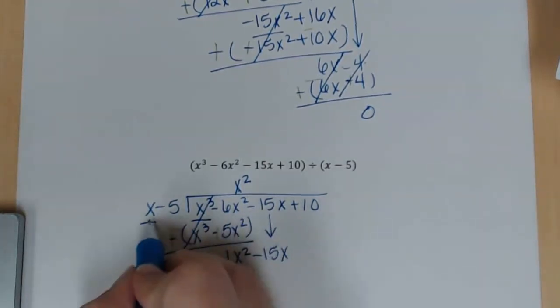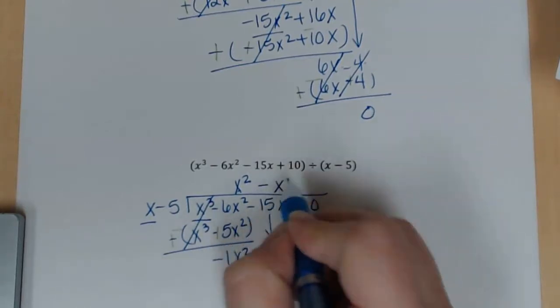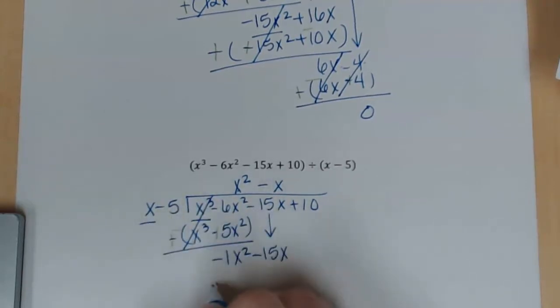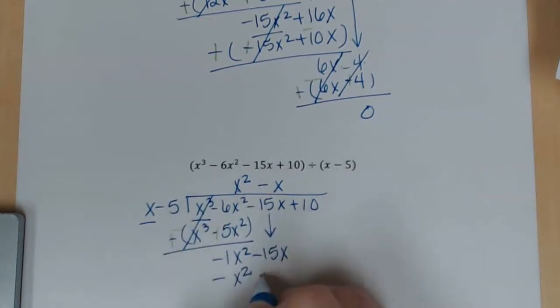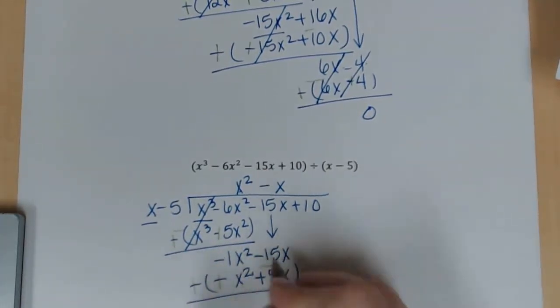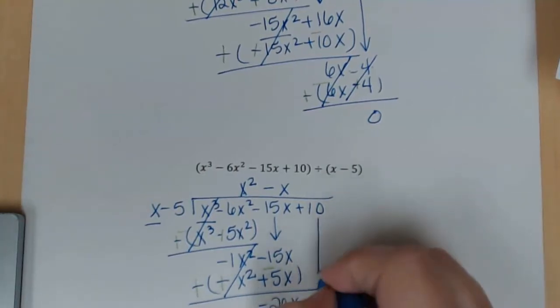Then compare again. x times what would give you negative 1x squared? That would be negative 1x. Multiply. Negative x times x is negative x squared. Negative x times negative 5 is positive 5x. And I'm going to subtract this whole thing. So I'm going to change all the signs. Be careful with all those negatives. Negative 1 and positive 1 cancel. Negative 15 and negative 5 is negative 20x. Bring down the next term.